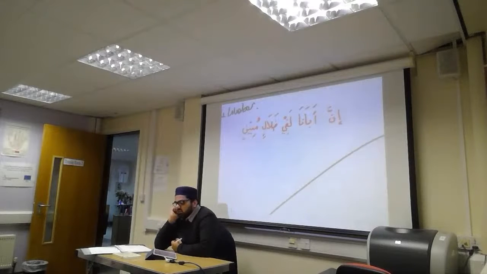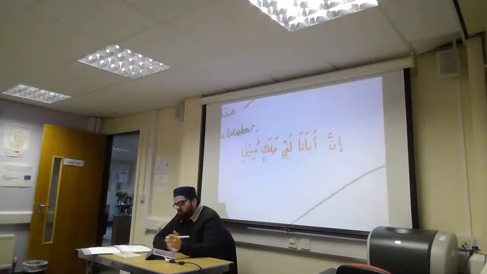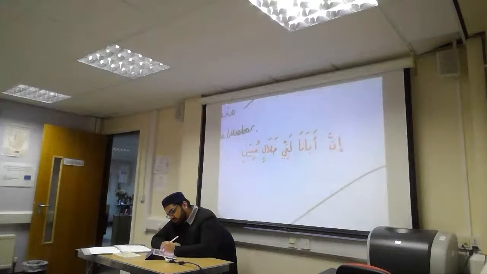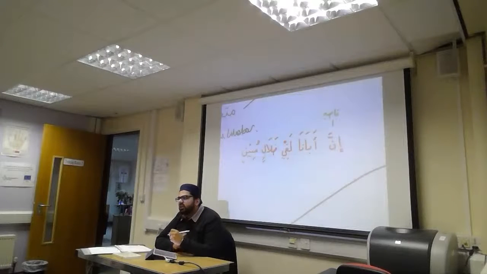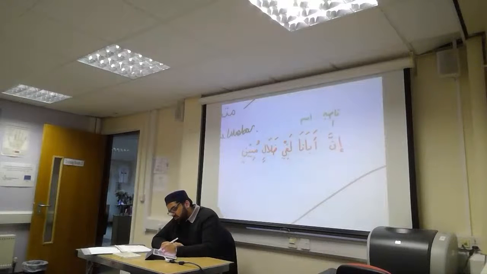Okay, so inna is what? Yes. Well, it's indeed, but it's a nasib, yeah. So let's try a different color. So this is a nasib. Okay. Abana, in respect of the nasib, is what? It's ism. Okay. So that's one construct, isn't it? That's a harf nasib and its ism. That's a fragment. So what does that mean now after this?